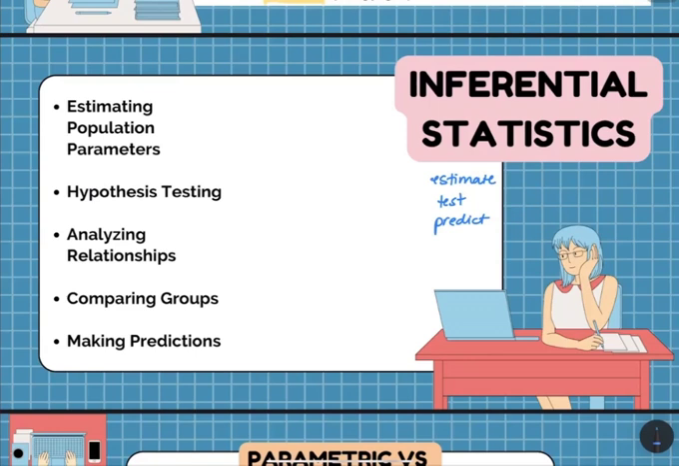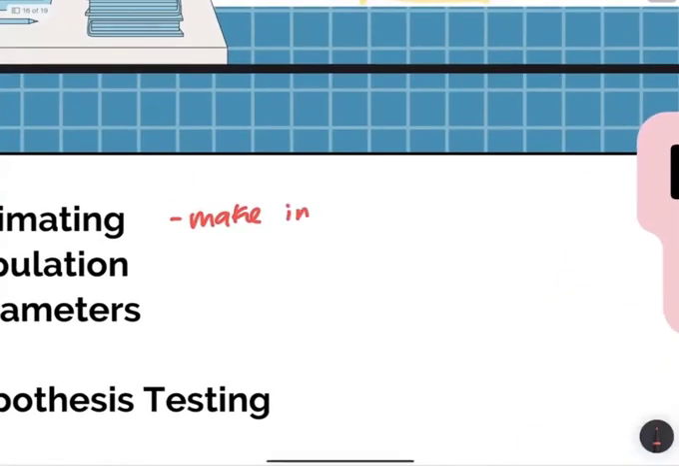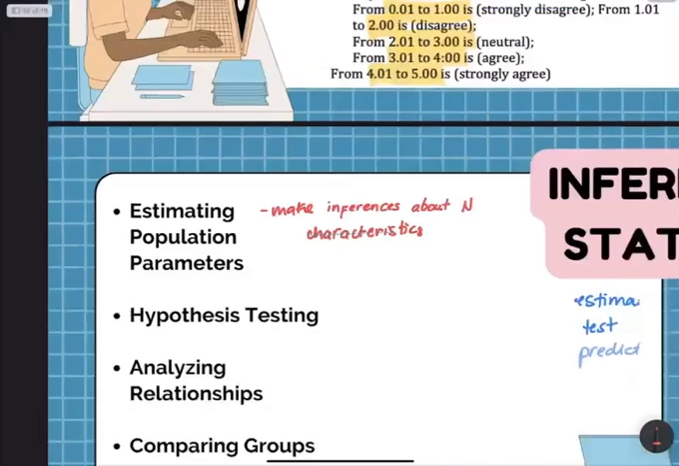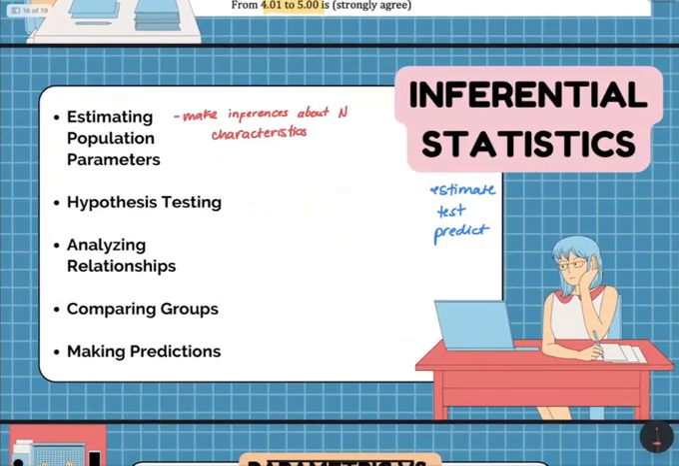So first, we estimate population parameters. So what do we do here, class? Of course, we make inferences about population characteristics. So what does the population show based on the sample data? So that's estimating population parameters. Yeah, like for example, your confidence intervals and the like.